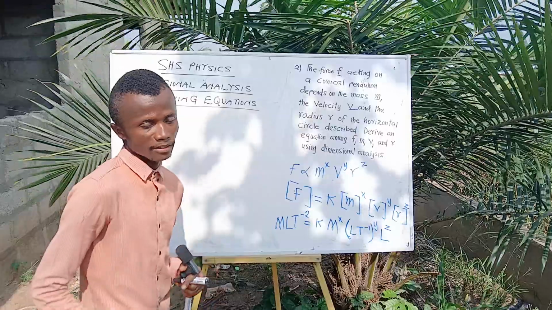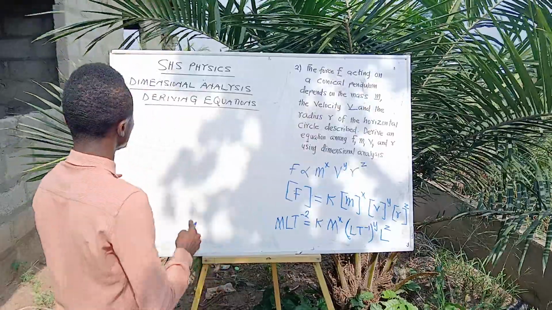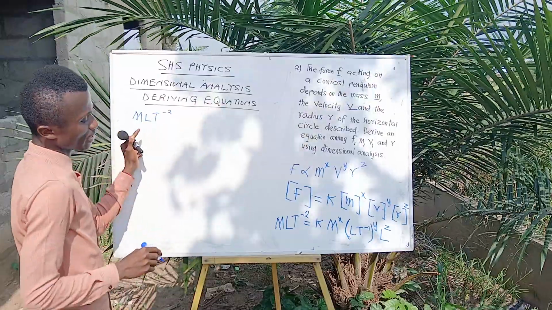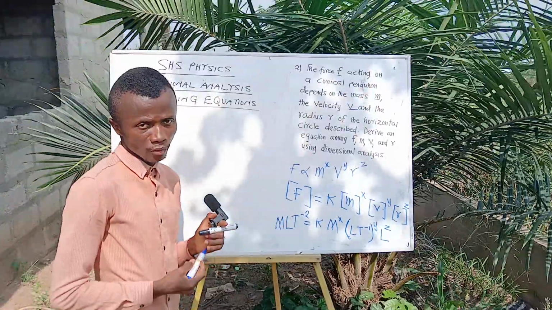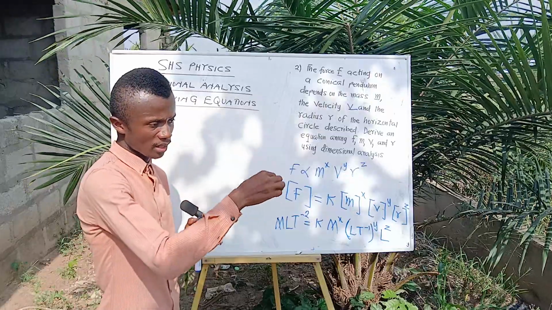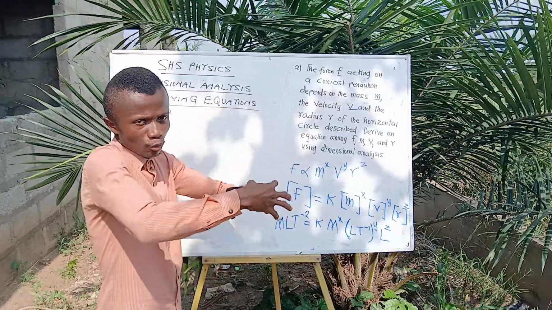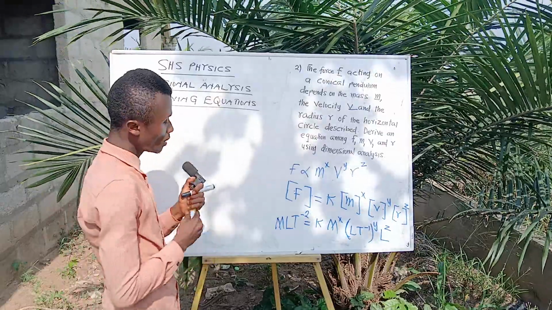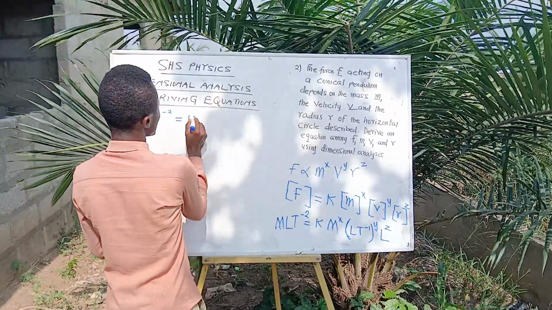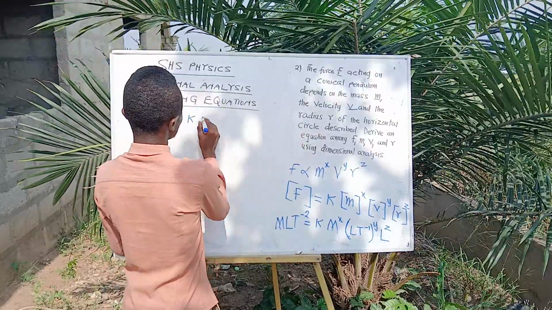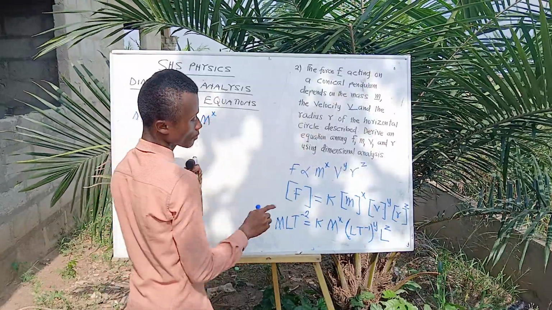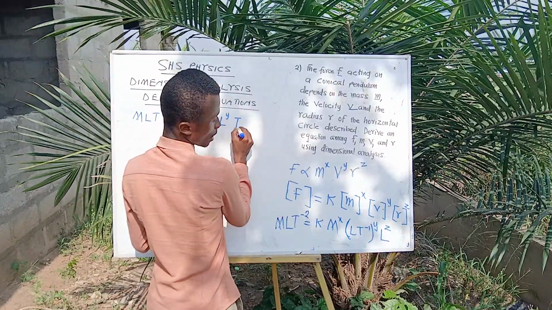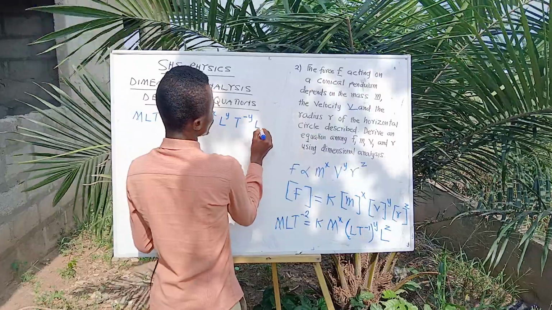Expand brackets and use indices to add exponents. So you have M L T to the power -2, which is the dimension for force. That one you must know. Knowing force is equal to mass times acceleration, you need to be able to know the dimension of force. No one will give that to you. You have to know it. It's equal to K, M to the power x. Expanding the bracket, we have L to the power y, T to the power -y, L to the power z.